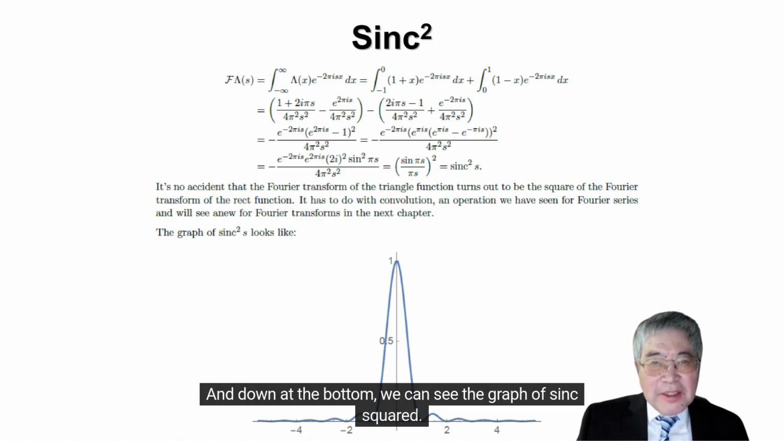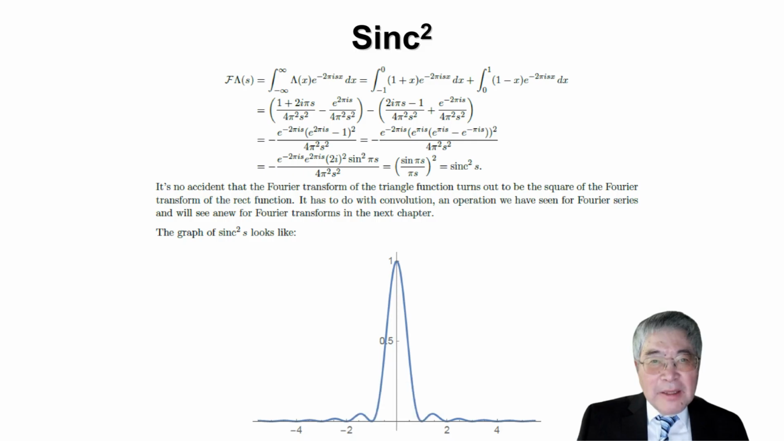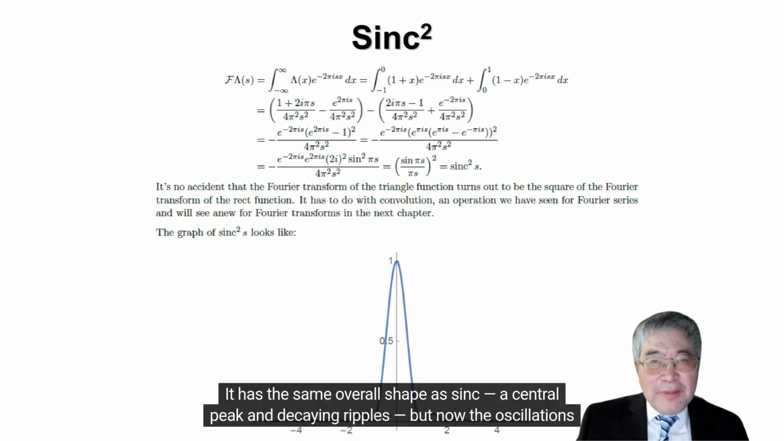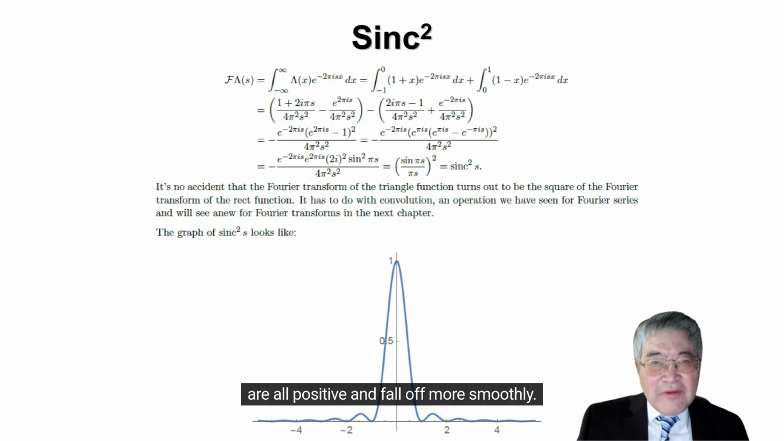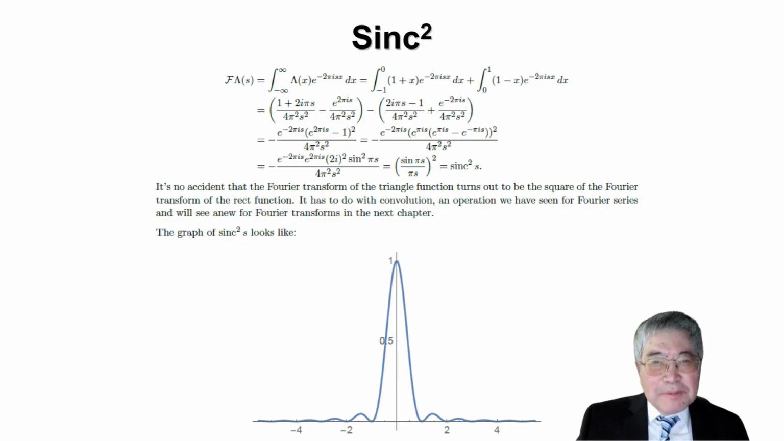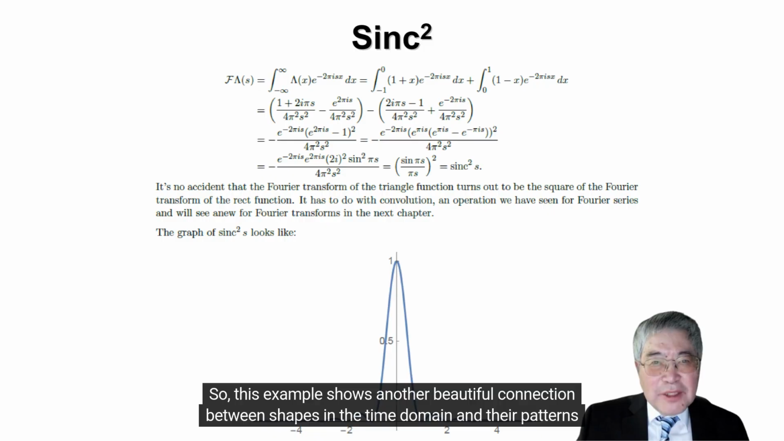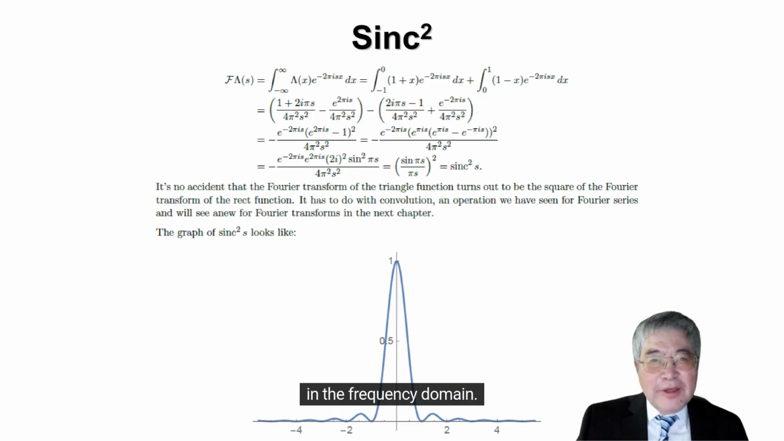And down at the bottom we can see the graph of sinc squared. It has the same overall shape as sinc, a central peak and decaying ripples, but now the oscillations are all positive and fall off more smoothly. So this example shows another beautiful connection between shapes in the time domain and their patterns in the frequency domain.